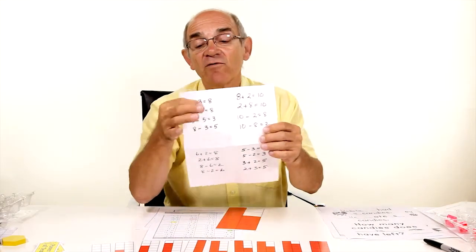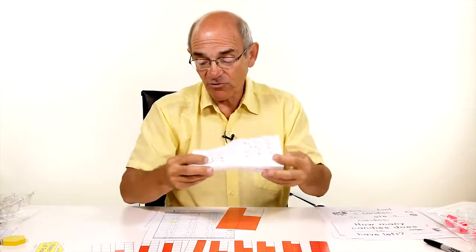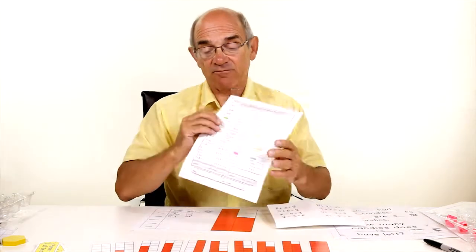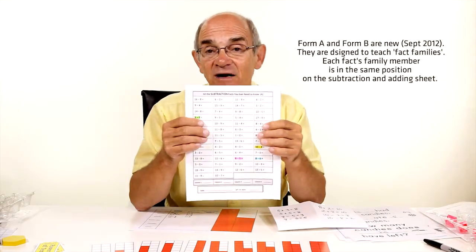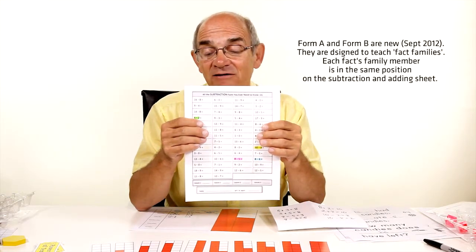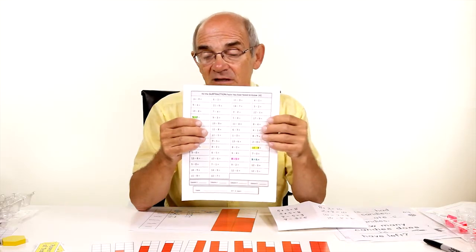And for every one of these families, there will be 2 of these on this sheet. So for example, what I've got here is the 2 plus 6, the 2 plus 8, and then I've got the 3 plus 5 and the 3 plus 2. Now on the new form of the All the Facts sheet, it turns out that if you have these questions colored in here, on the back will be the other member of the fact family, in exactly the same position.